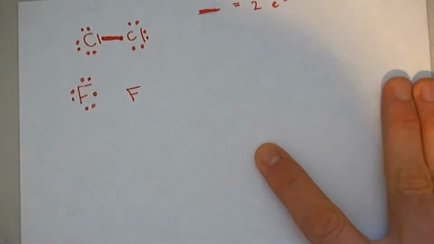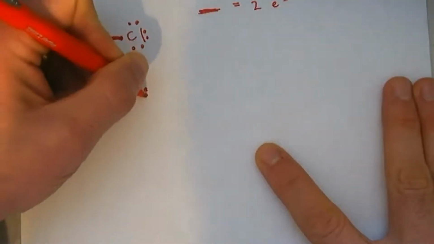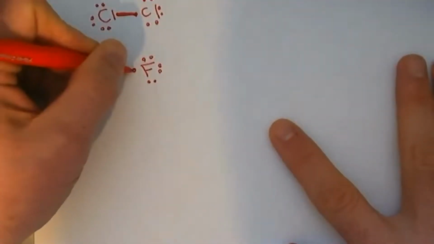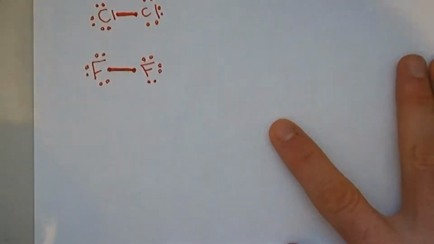And then there's 7 around that one. I'll put the lonely one facing here. There's 7 around that one. Okay. And then I will connect these, making these a bond. Okay. So that's how that works.